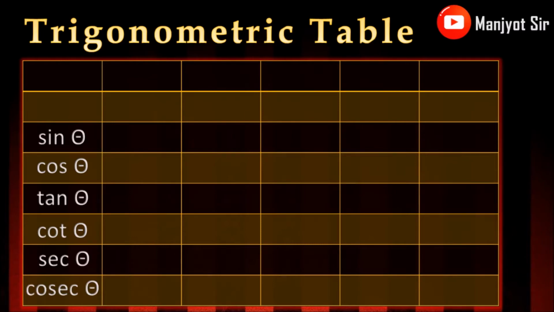Now remember one important thing, my dear students. This trigonometric table can be applied only for 5 values of theta. We cannot apply these trigonometric values for all values of theta. So the 5 values of theta for which this trigonometric table can be applied are 0, 30, 45, 60 and 90. So for only these 5 values you can use this trigonometric table.